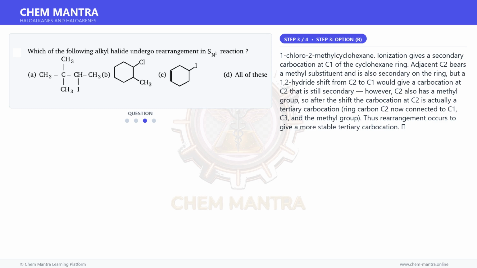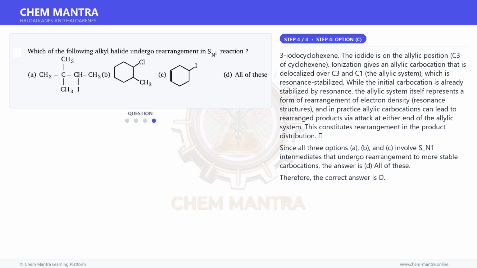1-chloro-2-methylcyclohexane. Ionization gives a secondary carbocation at C1 of the cyclohexane ring. Adjacent C2 bears a methyl substituent and is also secondary on the ring, but a 1,2-hydride shift from C2 to C1 would give a carbocation at C2. However, C2 also has a methyl group, so after the shift the carbocation at C2 is actually a tertiary carbocation, ring carbon C2 now connected to C1, C3 and the methyl group. Thus rearrangement occurs to give a more stable tertiary carbocation.